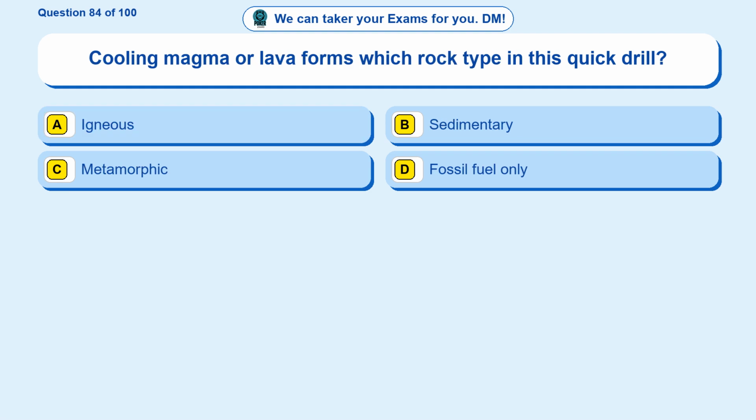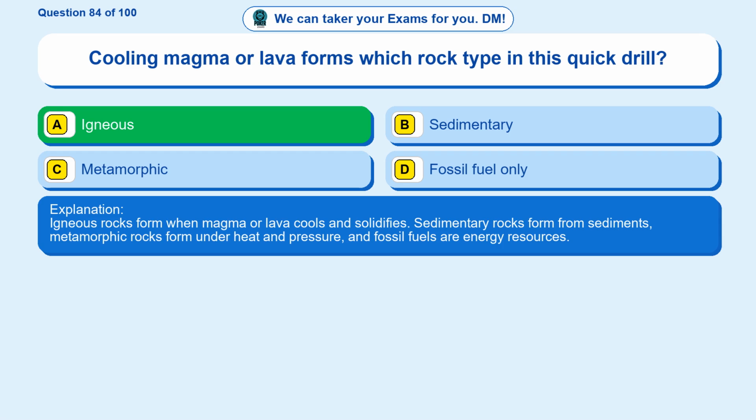Question 84. Cooling magma or lava forms which rock type in this quick drill? Option A, igneous. Option B, sedimentary. Option C, metamorphic. Option D, fossil fuel only. The correct answer is option A. Igneous. Igneous rocks form when magma or lava cools and solidifies. Sedimentary rocks form from sediments, metamorphic rocks form under heat and pressure, and fossil fuels are energy resources.